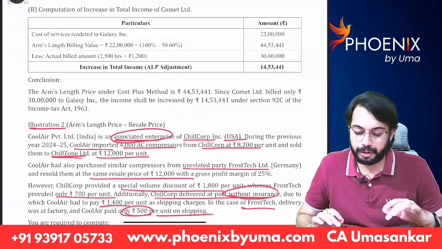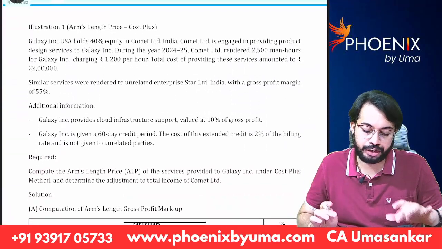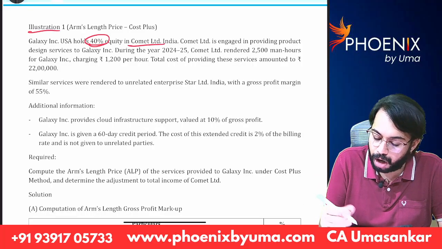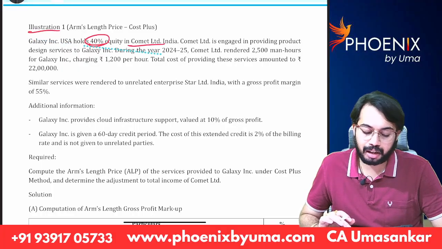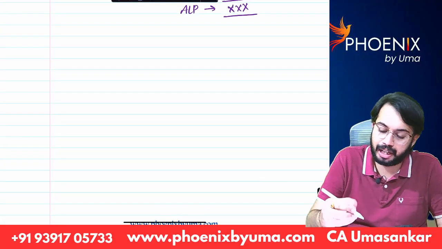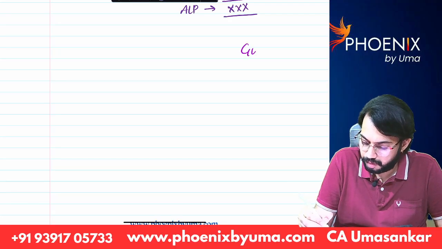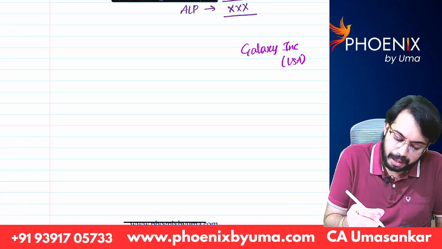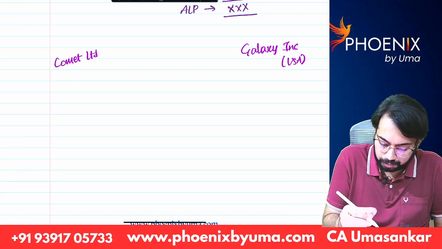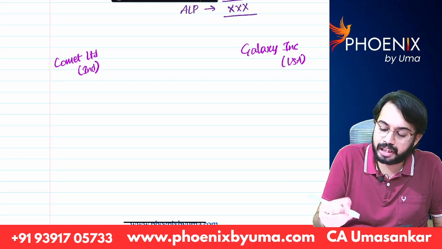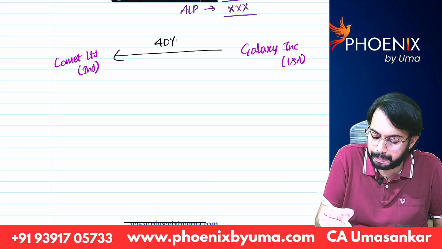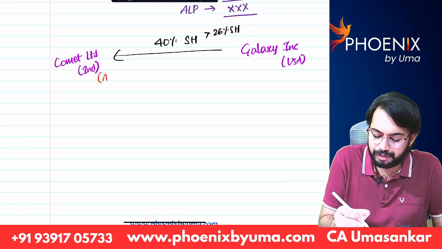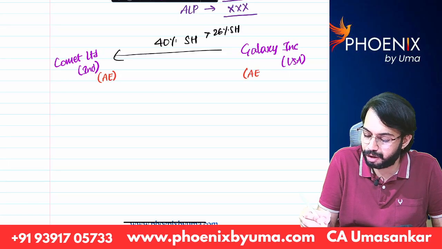Now we will do one problem. You will get better clarity. Open illustration 1. Galaxy Inc. USA holds 40% equity in Comet Limited, India. So there are two companies, Galaxy Inc. USA and Comet Limited, India. In the question itself, it was said Galaxy Inc. holds 40% shareholding. 40% shareholding means more than 26% shareholding, right? So both will be treated as associated enterprises.